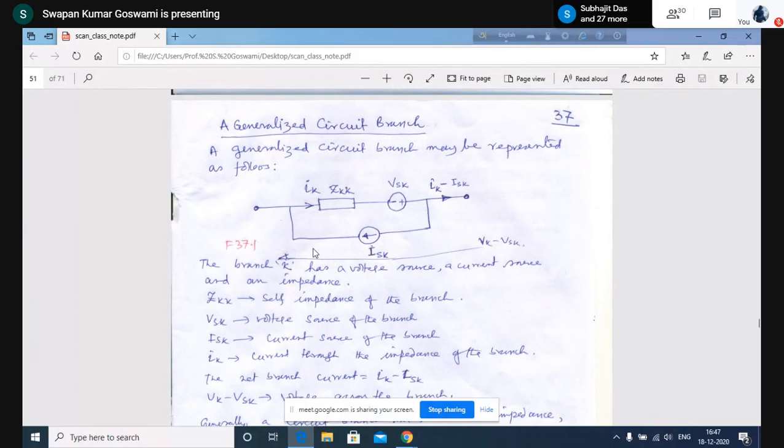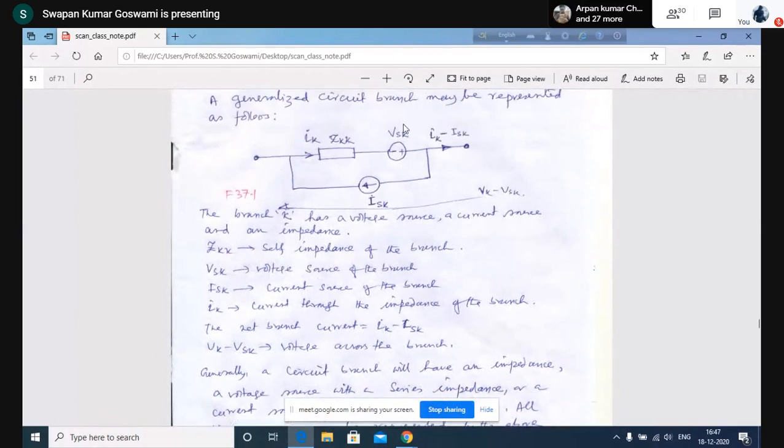So this particular representation of the branch can represent a voltage source with series impedance, can represent a current source with parallel impedance. Also, it can represent a simple resistance or simple impedance ZK. So this branch can represent any type of network branch. That's why this is the generalized branch representation.